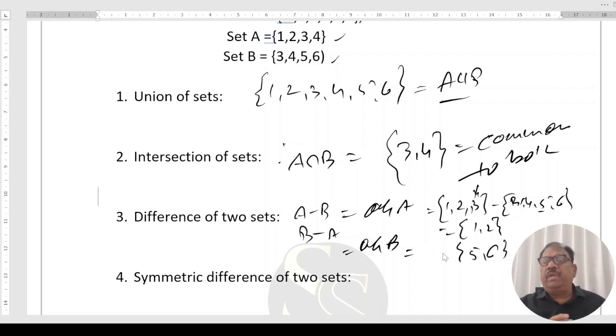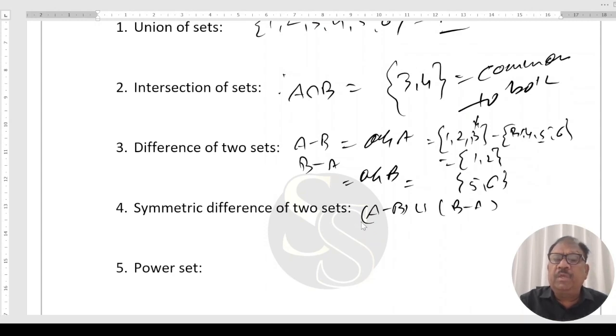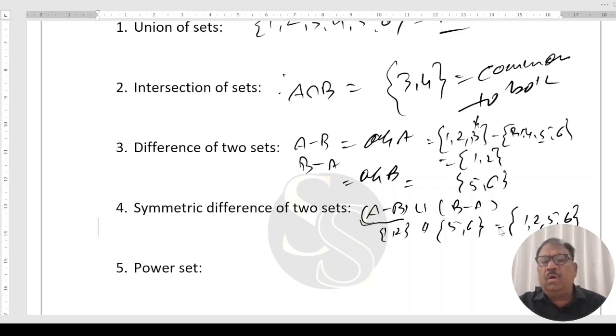Symmetric difference. So the symmetric difference is, that is, A minus B union B minus A. A minus B is 1, 2, union 5, 6. That is 1, 2, 5, 6. This set contains elements which belong to only A or only B, right? That is, common elements should not be in it.